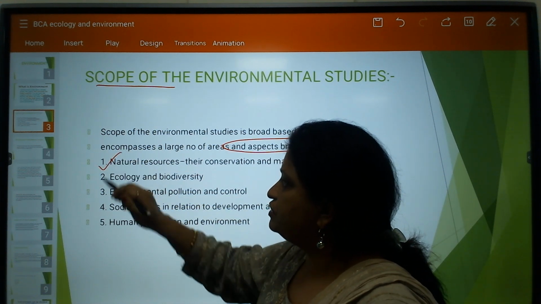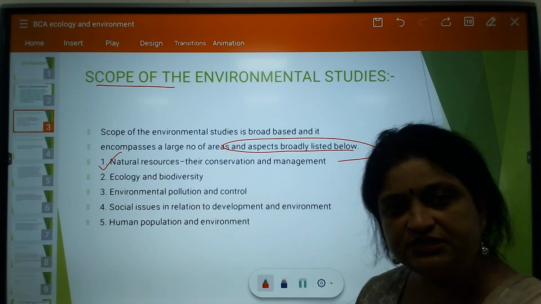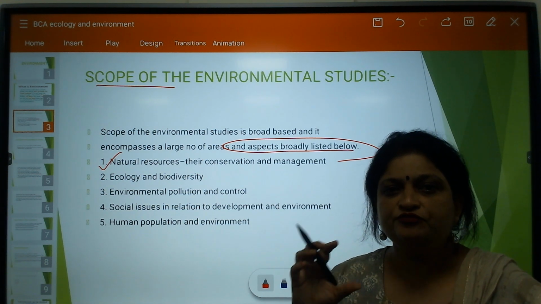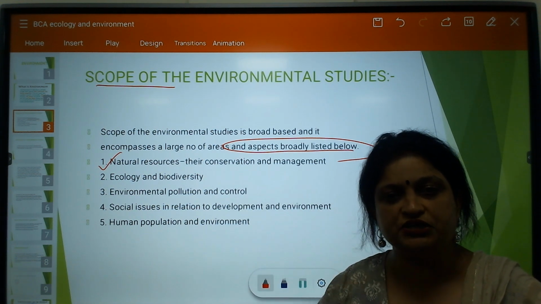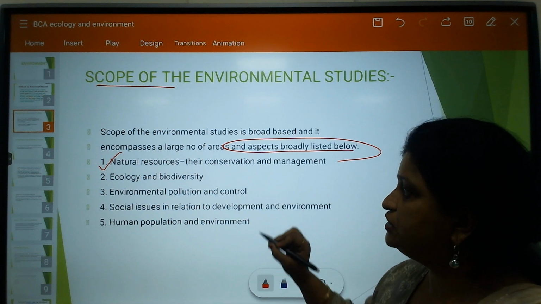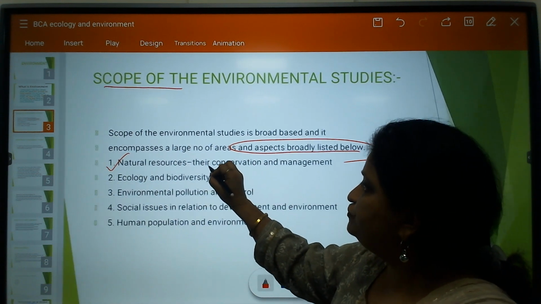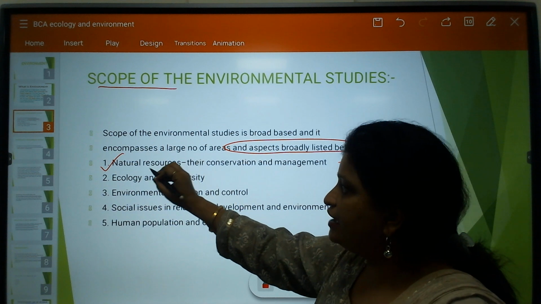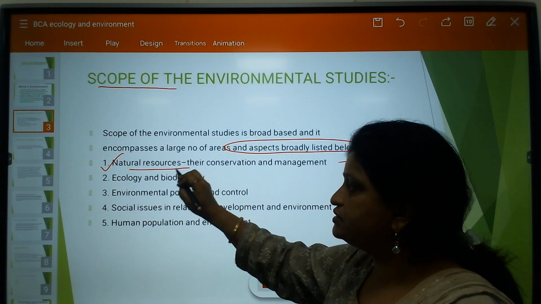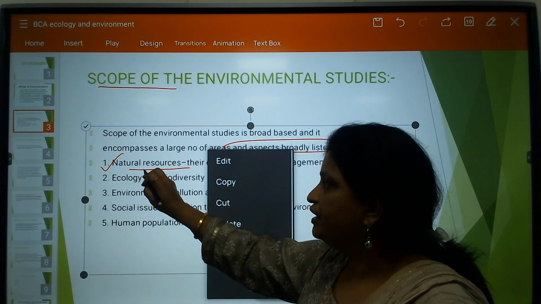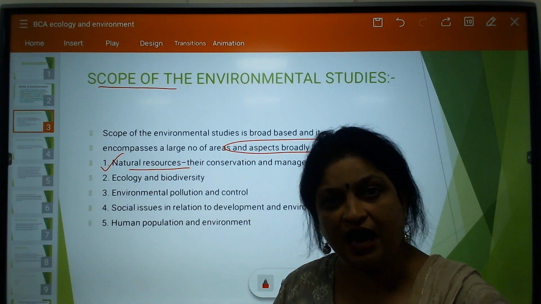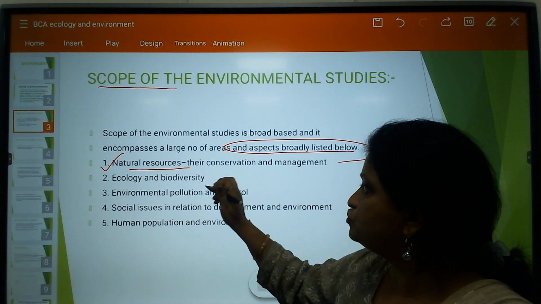First is the natural resources. What are natural resources? Natural resources are the components which come from nature, given by nature, given by God. When we know about them, we have knowledge of where they come from, how they are used and how much quantity we have to use.